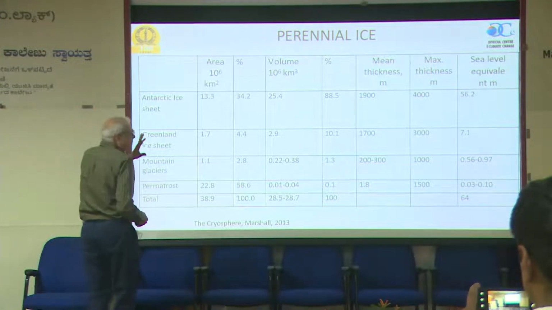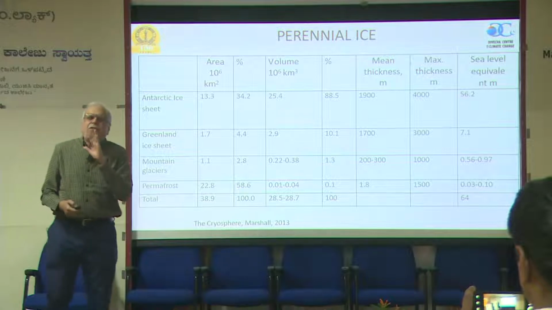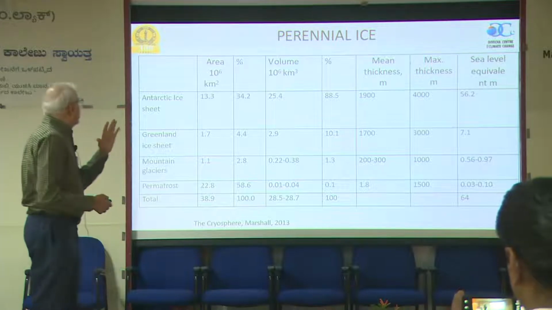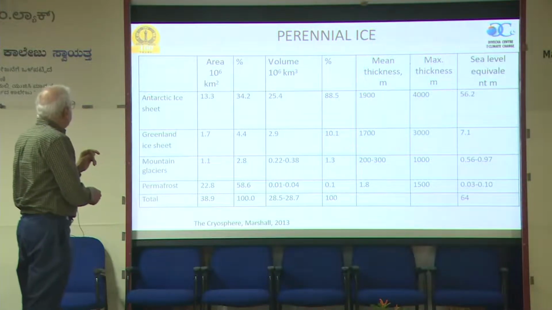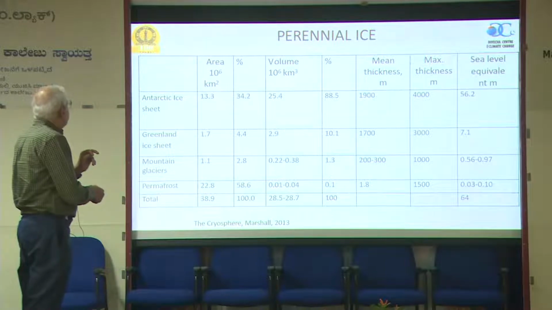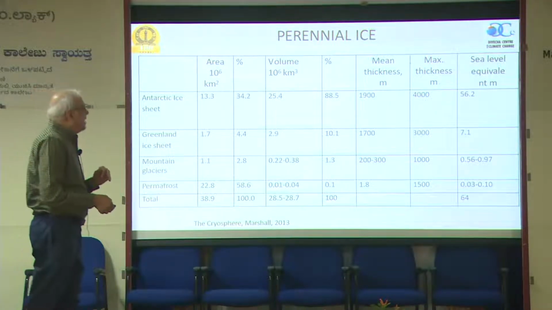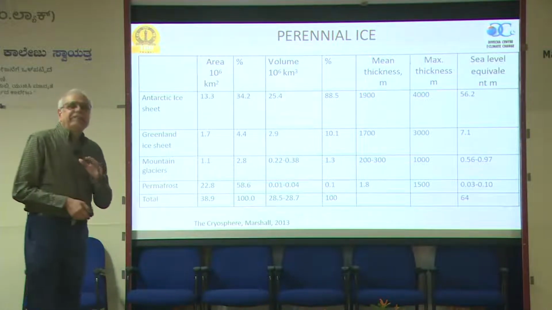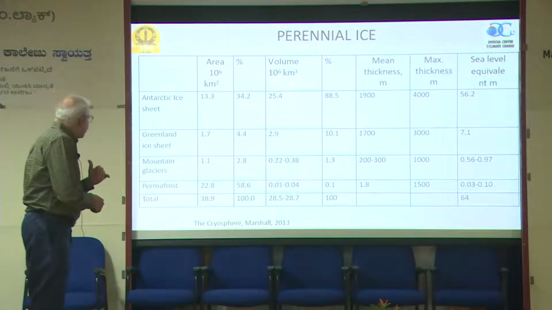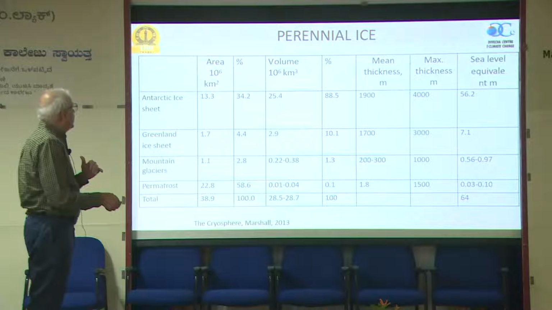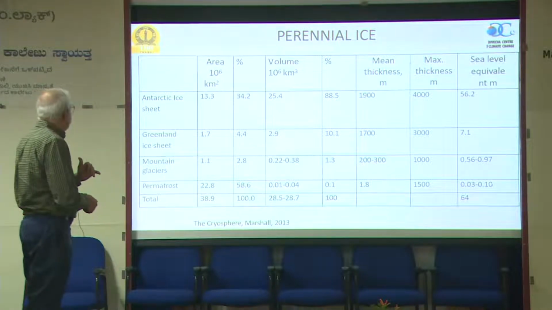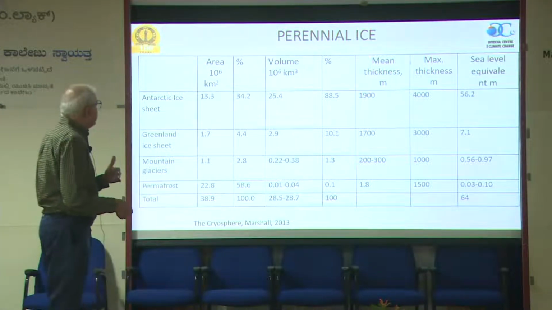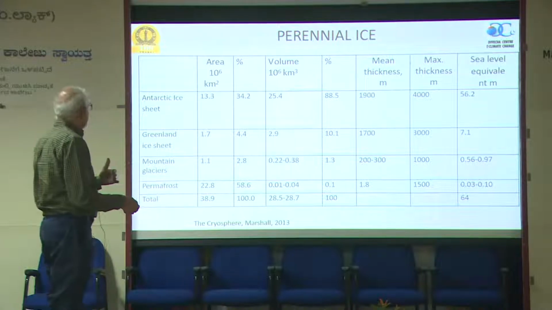So why is it so important for us to study, and what impact will it have on Earth if it really melts? If you look at the Antarctica ice sheet, it is approximately 13.3 million square kilometers in area, and if it melts completely, sea level can rise by 56 meters. If the Greenland ice sheet melts, it can go as high as 7.1 meters. If the mountain glaciers, including Himalaya, Alps, and Andes, melt, sea level can rise by around half a meter to 1 meter.